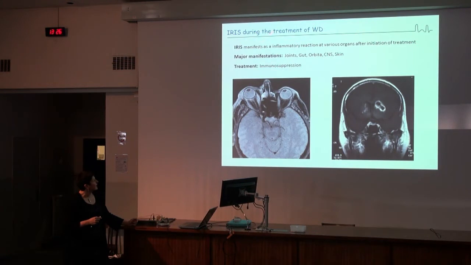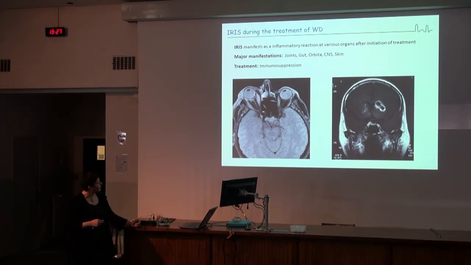Just to give you a short introduction into the immune reconstitution inflammatory syndrome, IRIS manifests as an inflammatory flare-up of symptoms after initiation of treatment against Whipple disease. Sometimes it is misinterpreted as a relapse of the disease, but when it is assured that the pathogen is eradicated, in most cases this flare-up of inflammatory signs must be interpreted as IRIS. It manifests at places in the body where the bacteria are probably also present. We have a lot of patients where it manifests in the joints or in the gut, but also in the orbita, the central nervous system, or the skin.